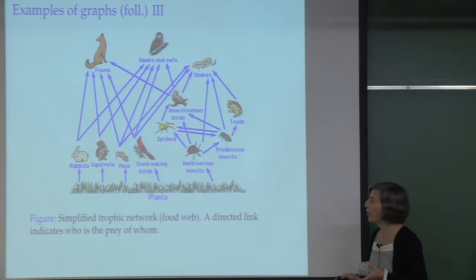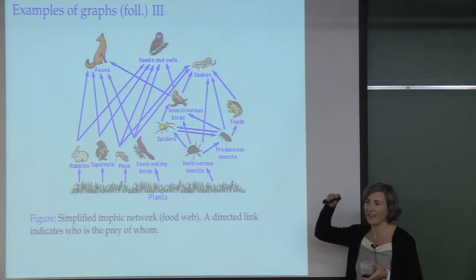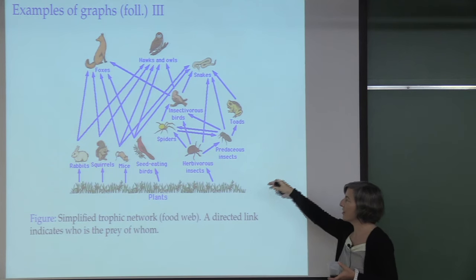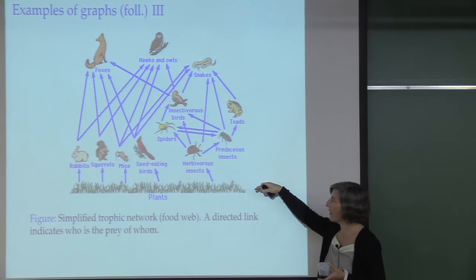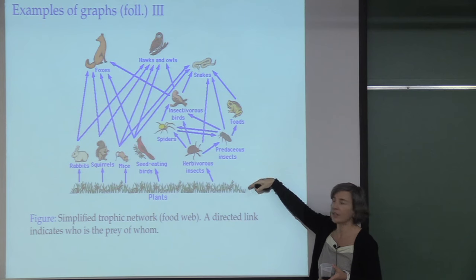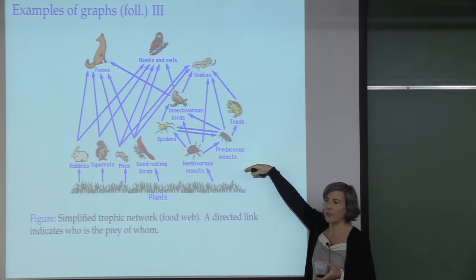So this is the basal species, the plants, and the rabbits eat the plants, so the link goes that way. But the rabbit gets eaten by the foxes, okay? So in these trophic networks, you have directions, plus you can see what people call levels. The species are organized into levels because ecologists tend to think of these objects that these are the basal species, these are the first level species, etc.